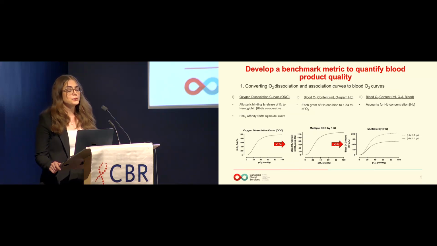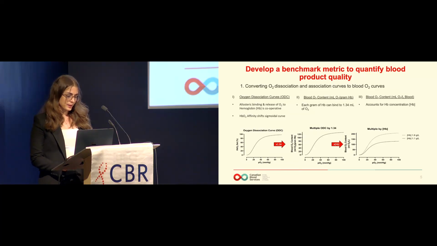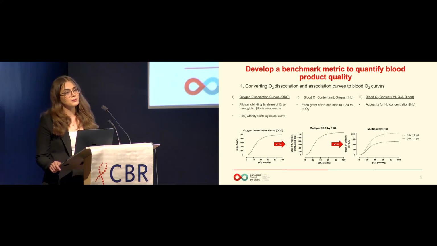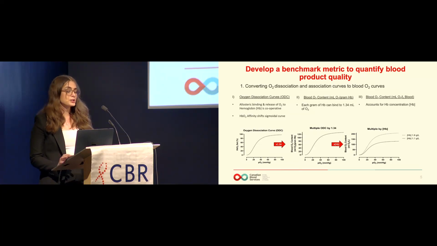We use the HEMOX analyzer in our lab to measure the hemoglobin oxygen affinity. However, this measurement does not necessarily show the oxygen delivery. You can see here a graph, the oxygen dissociation curve that we get from the HEMOX analyzer. It shows the P50. And what is the P50? P50 is the oxygen pressure at which 50% of hemoglobin is saturated with oxygen.